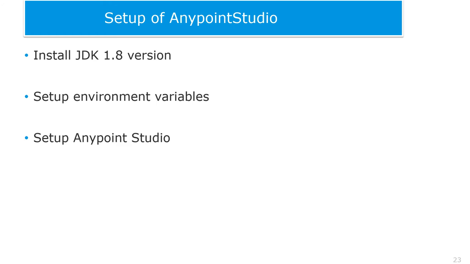I'm the Mule instructor. As of now, we are discussing how to set up AnyPoint Studio. In this video, we'll see how to set up AnyPoint Studio. In order to set up AnyPoint Studio, we require JDK 1.8 on your machine, and we need to set up environment variables which are pointing to the JDK 1.8 bin folder, and we need to set up AnyPoint Studio. In order to start AnyPoint Studio, we require these two setups. First, we will see how to set up JDK 1.8.